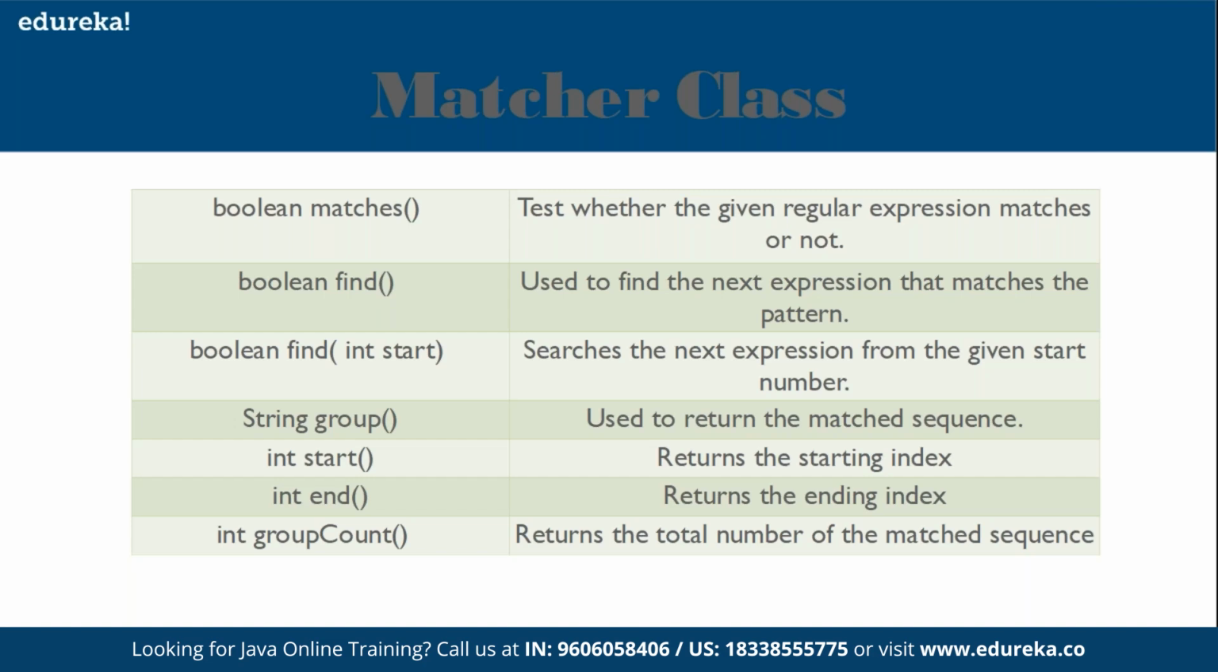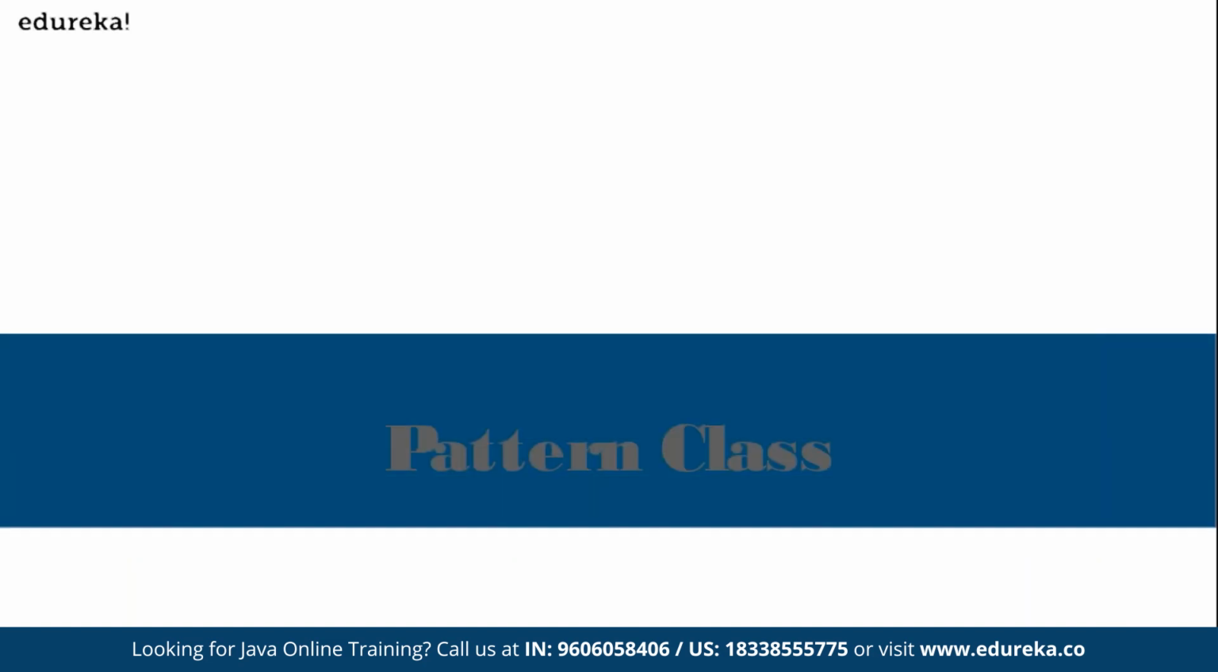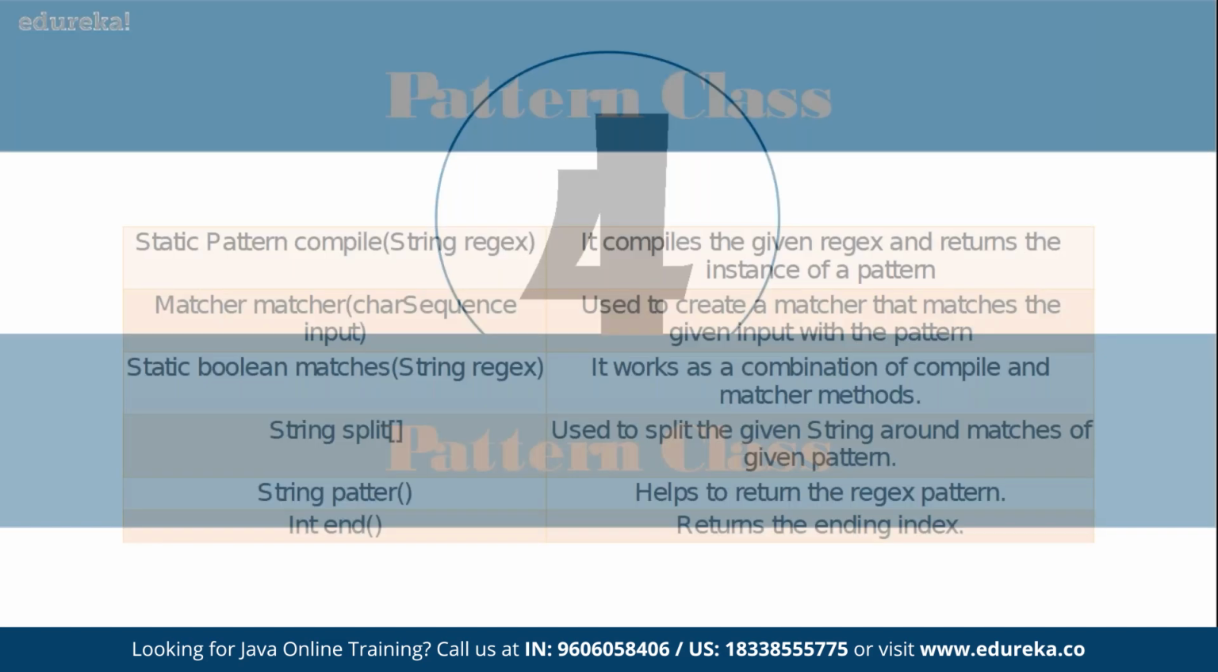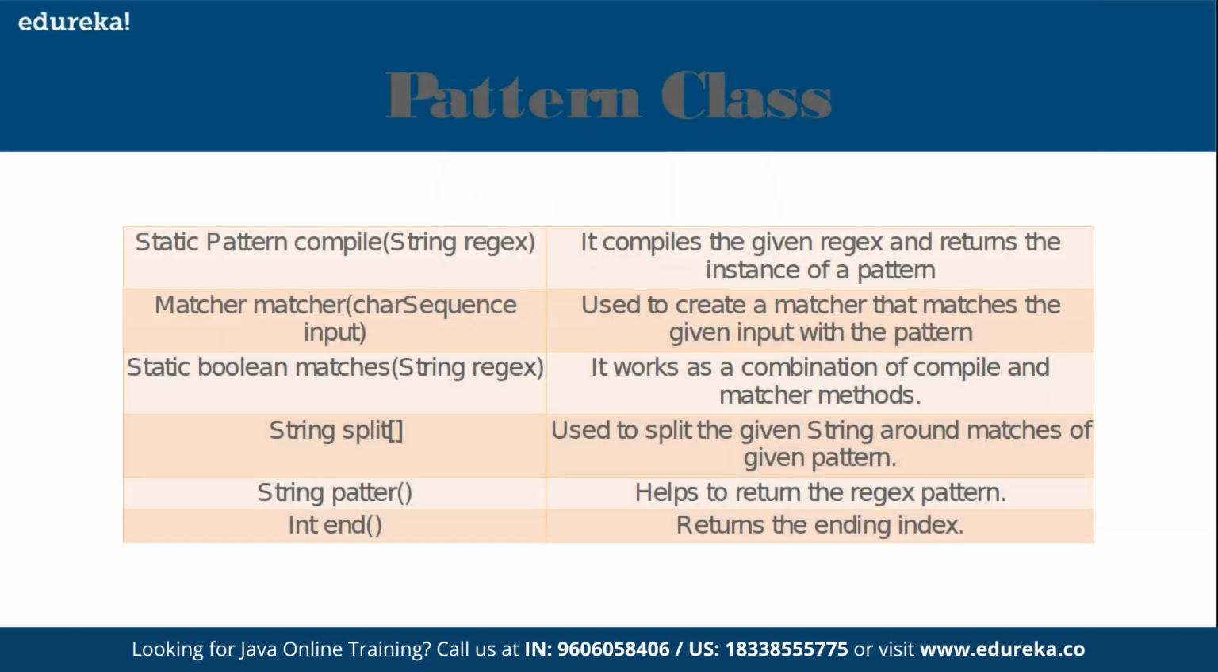Now we have something called the Pattern class. So what is this Pattern class all about? Pattern class is a compiled version of a regular expression which is used to define the pattern for the regular expression engine. We have a static Pattern compile(String regex) method. It compiles the given regular expression and returns the instance of the pattern. We also have matcher, which takes the character sequence as the input, used to create a matcher that matches the given input with the pattern.